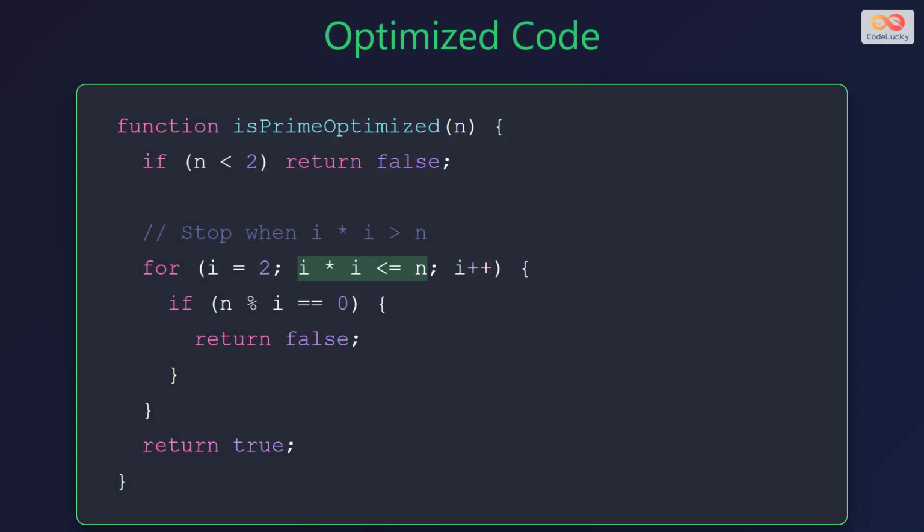We can now update our code. We still handle numbers less than 2. But in our loop, instead of going all the way to n, we only go while i times i is less than or equal to n. This drastically reduces the number of checks we need to perform.